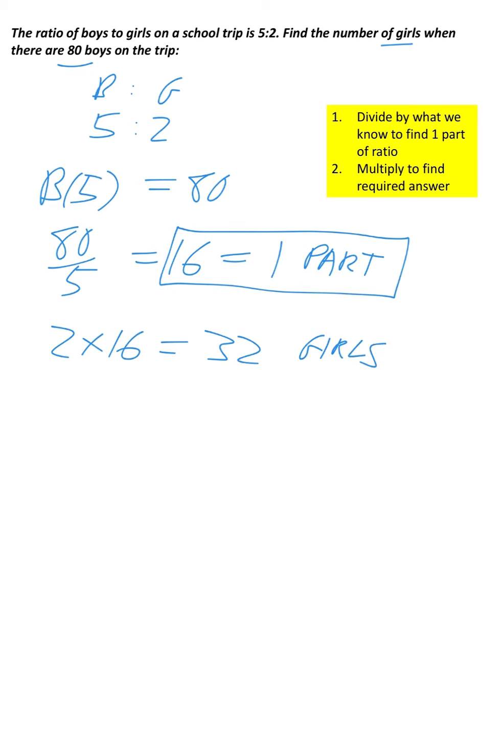So that's our answer. So I'm just going to write the ratio again. So boys to girls was 5:2, and so 16 was one part. So these are multiplied by 16. So then you have 80 to 32, and that's how it's split up. Okay, we'll do one last one.